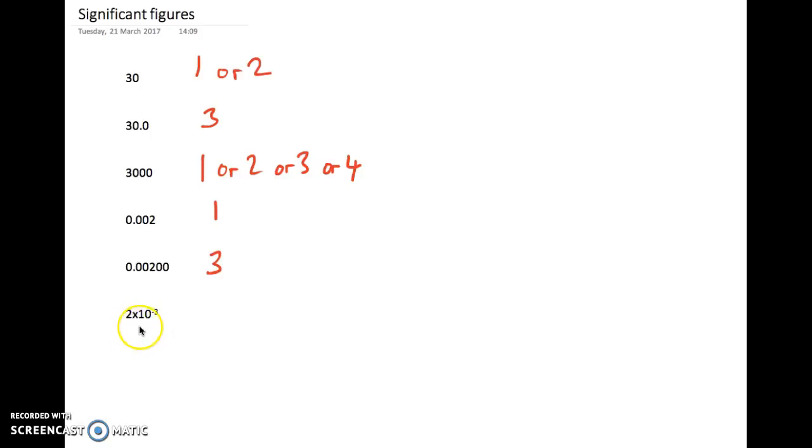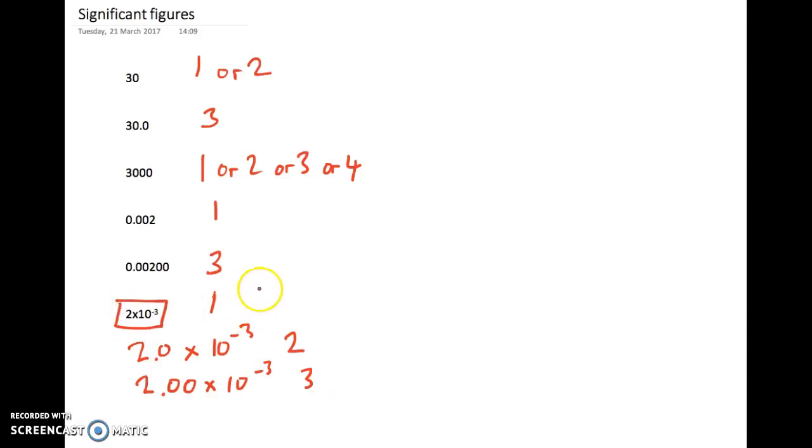Now, one way to avoid confusion is actually to use standard form. Okay, this makes it very clear how many significant figures we have. So in this case we have one significant figure. If this number was written 2.0 times 10 to the minus 3, then we would know there are two significant figures. If it was written as 2.00 times 10 to the minus 3, we would know there were three significant figures. Okay, so standard form is a nice, clear way of establishing how many significant figures we have.